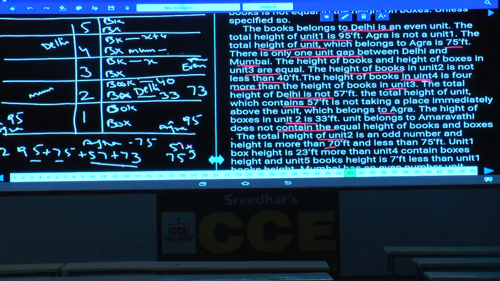Why is it one? That is the only odd number, the only even number. As it is an even number, the number of boxes in these two are the same. Hence, the books and boxes are 26 and 26. As 26 and 26, it must be how much? The sum is 52. Now 52 done, 73 done, 95 is done. And 57 is not immediately above 75, this is 75 and this must be 57.